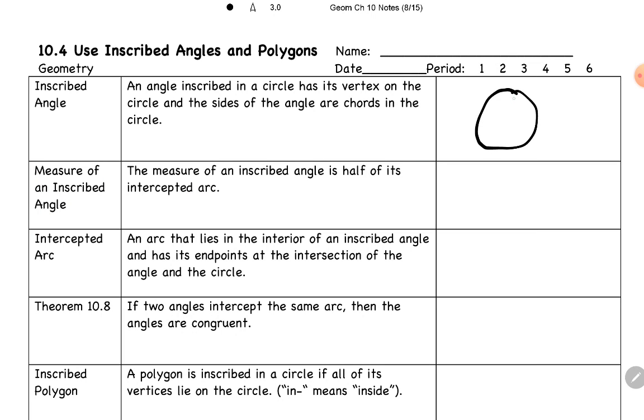So we got a circle, and we have an angle whose vertex is on the edge of the circle itself. This is what is known as an inscribed angle. An angle inscribed in a circle has its vertex on the circle, and the sides of the angle are chords. So if we call this ABC, we have angle ABC as an inscribed angle. AB would be a chord, and BC would be a chord.